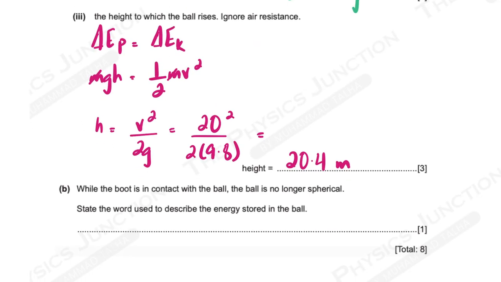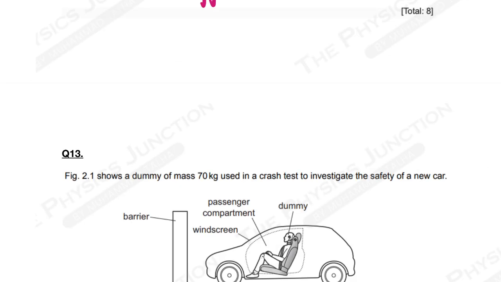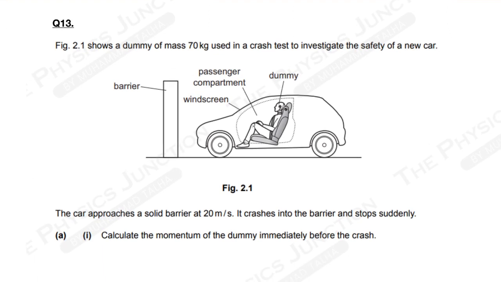When the boot is in contact with the ball, it is no longer spherical. You know this is elastic, or the examiner also accepts strain energy. So elastic or elastic potential is always better to say, but yeah, this is what it is. On to the last question now.